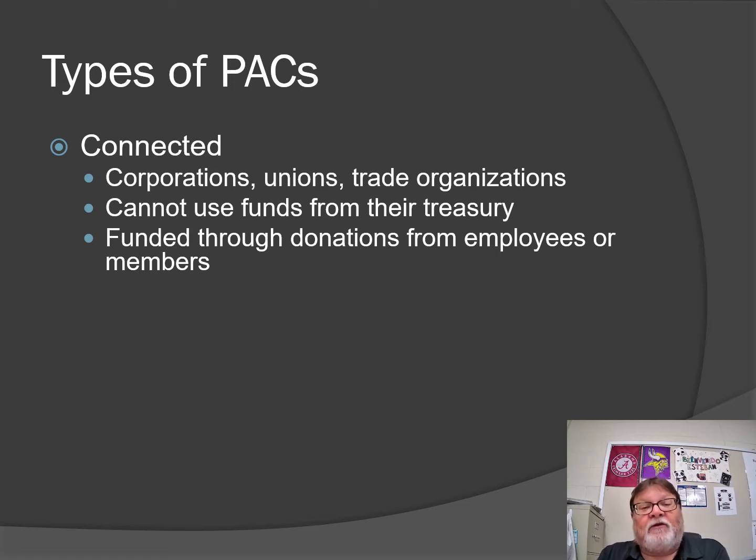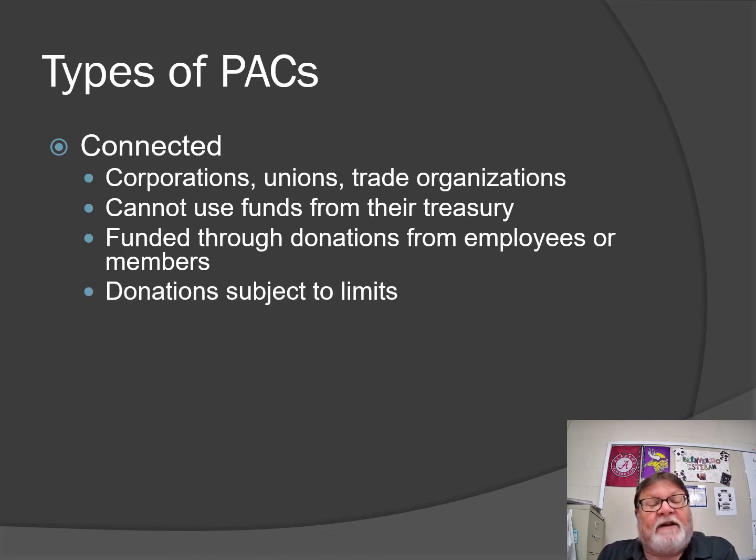They have to use specific money donated for political purposes. So they can get donations from their employees, and they often solicit and get donations from their employees or their members. The Teamsters would have members, corporations would have employees, and they can put those into a PAC. They could say, if you would like to contribute money to our political organizational PAC, then you can, and that's how they do it. So they can't use funds from their treasury, corporation, trade organization, union, what have you. Donations are subject to limits.